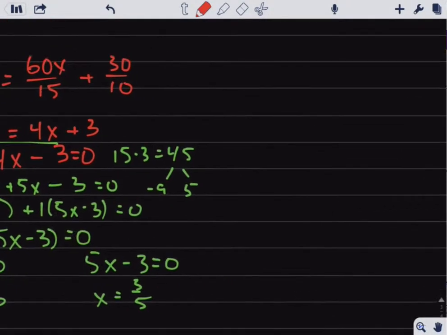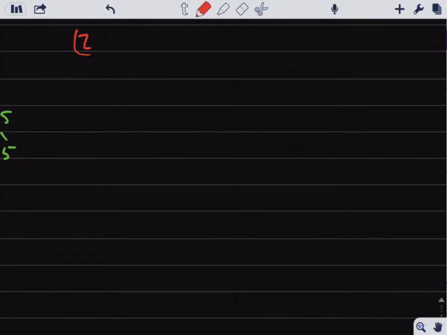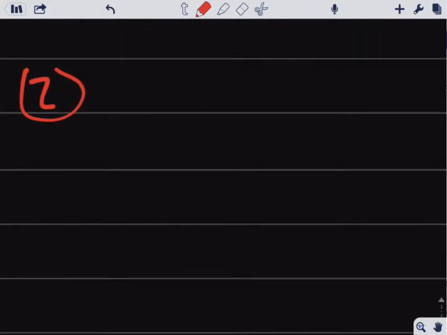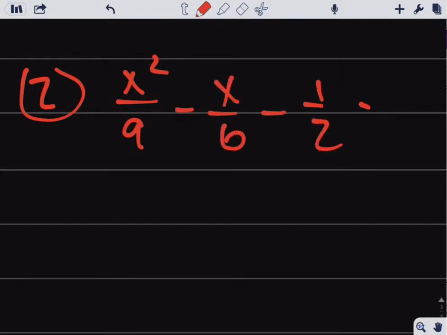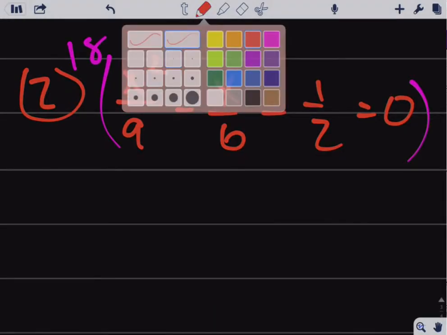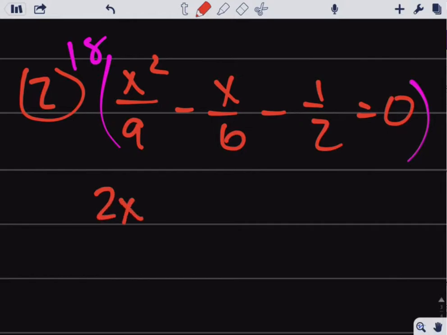All right, let's look at the second one. Okay, second one is x squared over 9 minus x over 6 minus 1/2 equals 0. So the LCD of 9, 6, and 2, straightforward, that's 18. Okay, so 18 divided by 9 is 2x squared. 18 divided by 6 is 3x. 18 divided by 2 is minus 9 equals 0.